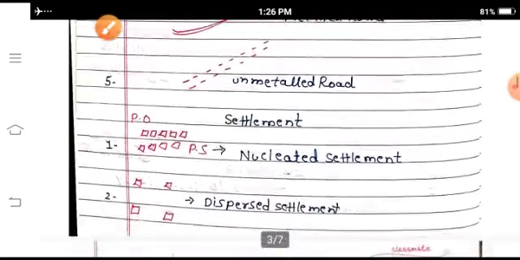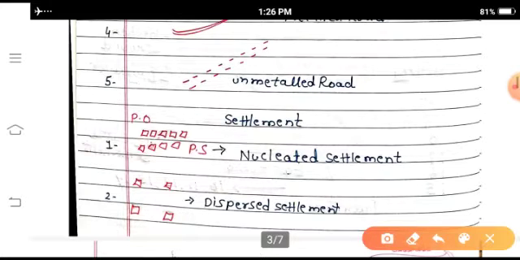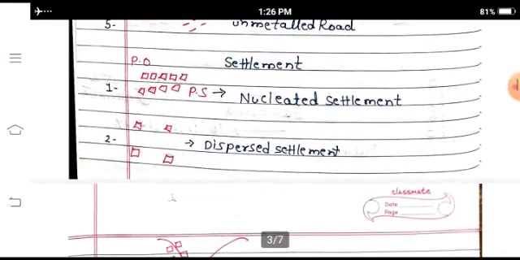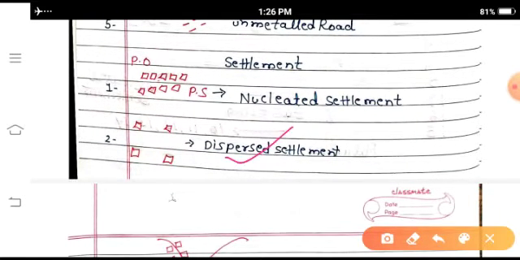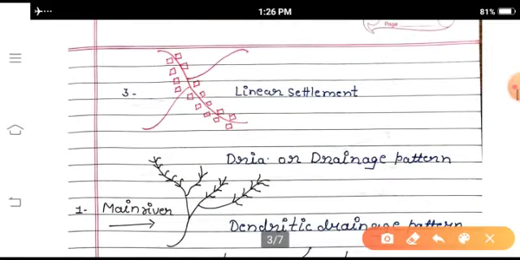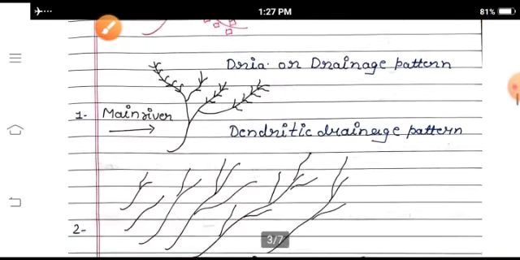On the basis of settlement, a large number of red squares close to each other, with PS and PO, represent a nucleated settlement. If the squares are very far away from each other, that is a dispersed settlement. If people live near one road, it is showing a linear settlement.